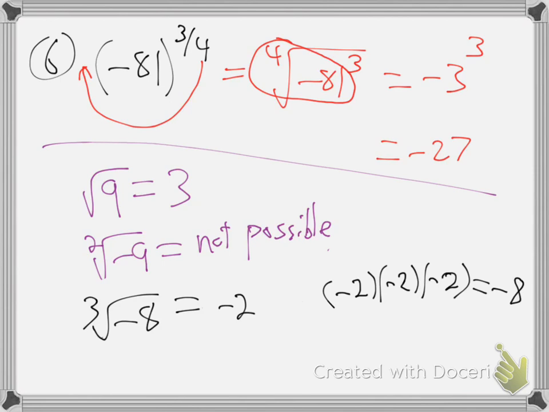So you see the deal? It's okay with odd. It's not okay with even. So that's the problem. The 4th root of negative 3 is not negative 3.